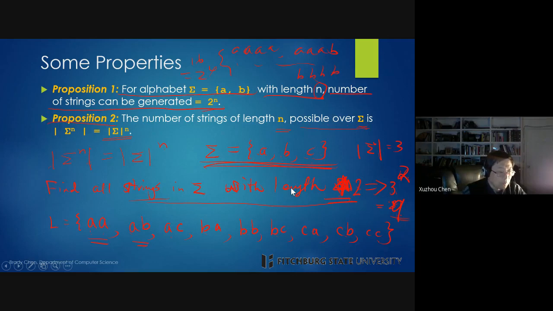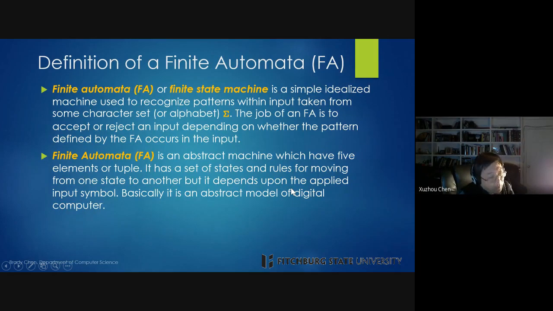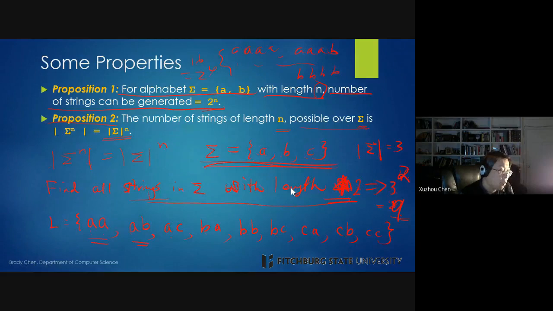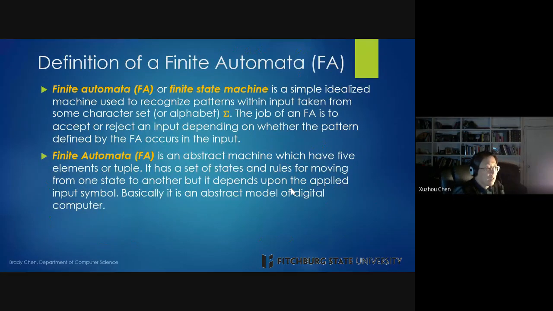Okay, let's continue. That's all the definitions of the terminologies, and we also talked about 2 propositions about the number of possible strings with a certain fixed length. Now let's talk about finite automata. That's the main topic we're going to cover for today.